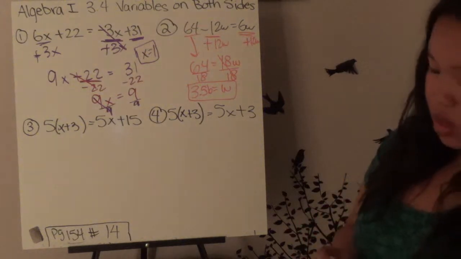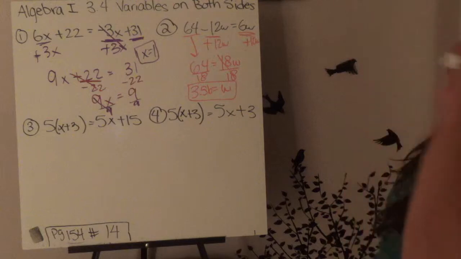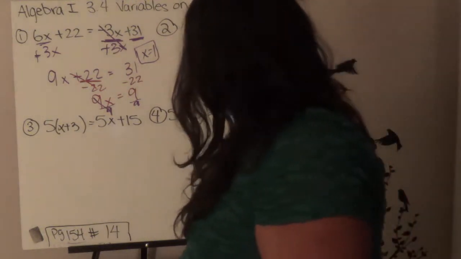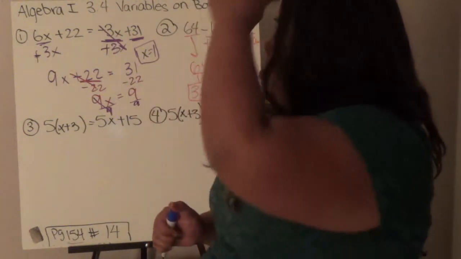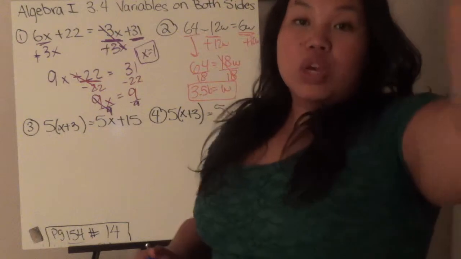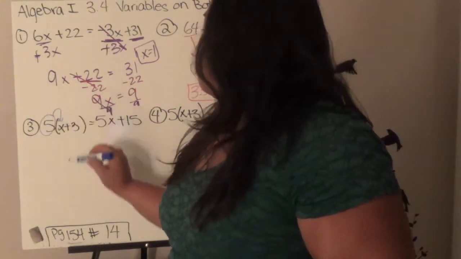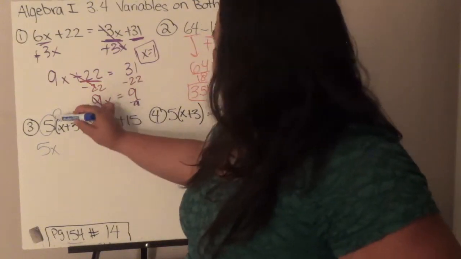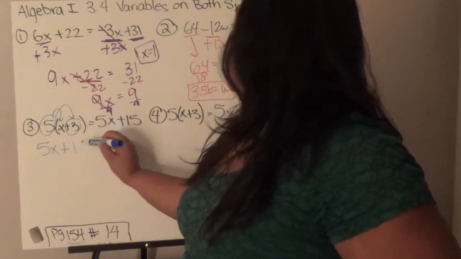Alright? Let's try the next one. Well, the next two have parentheses in them. So we have to make sure to pay attention to those parentheses. So let's start with that one first. Okay? When we have parentheses, we're going to take the outside number and we're going to distribute it in. So I have a 5 here. I'm going to distribute it to my x, giving me a 5x. I'm going to have this 5 and distribute it to a positive 3, giving me a positive 15.